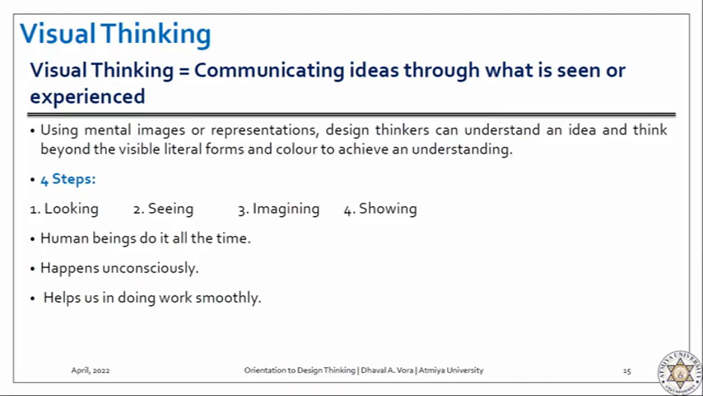So using mental images or representations, design thinkers can understand an idea and think beyond the visible literal forms and color to achieve an understanding. When I say visible literal form, it means the most obvious solution. There are 4 steps of visual thinking. The very first is looking, then second is seeing, third is imagining, and fourth is showing.